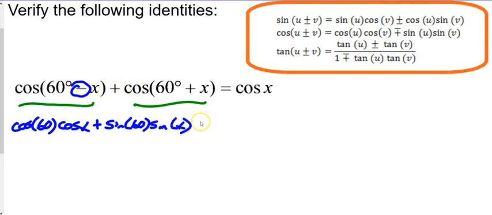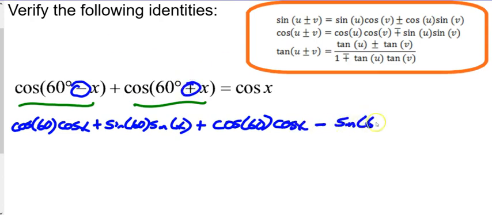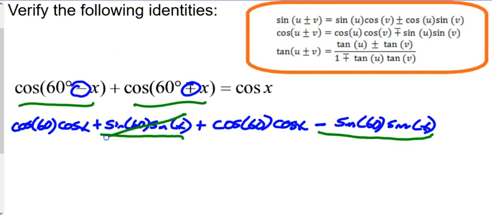There's a plus sign here. Okay, let's do it again. Cosine 60 cosine x, because it's the plus, we're going to subtract sine 60 sine of x. All right. When you look along this, you should notice that you have a sine of 60 times the sine of x and a minus sine of 60 sine of x. Those two things are going to cancel each other out.